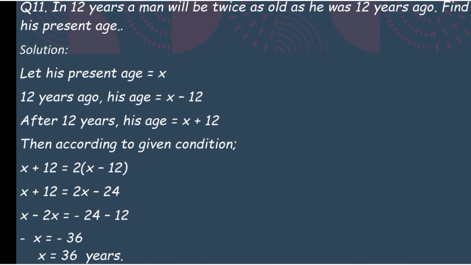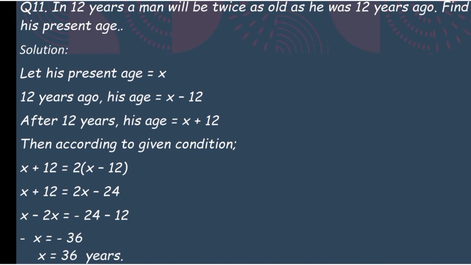Now question number 11: in 12 years a man will be twice as old as he was 12 years ago. Find his present age. First we have to suppose his present age. That's why I've written that his present age equals x years. Of course 12 years ago his age will be x minus 12, and after 12 years his age will be x plus 12. Then according to the given condition, x plus 12 equals twice of x minus 12. Now multiply this 2 by x minus 12 and you get 2x minus 24.